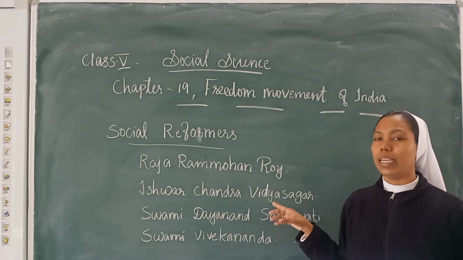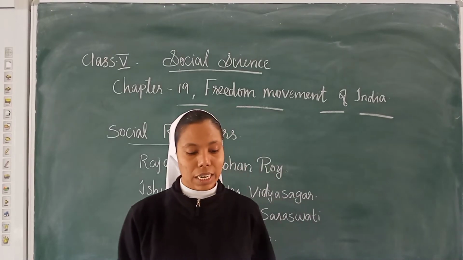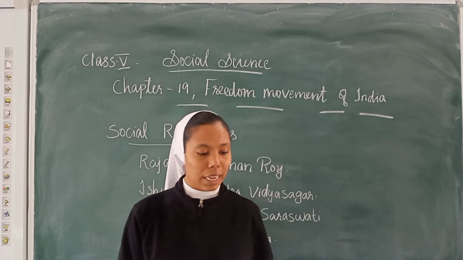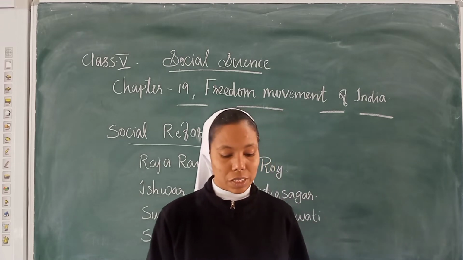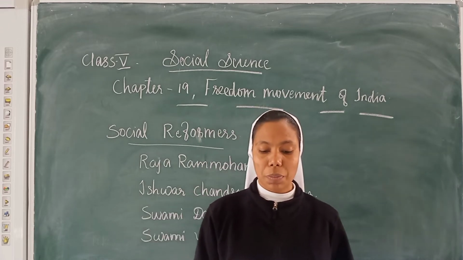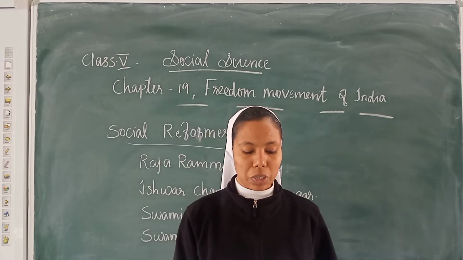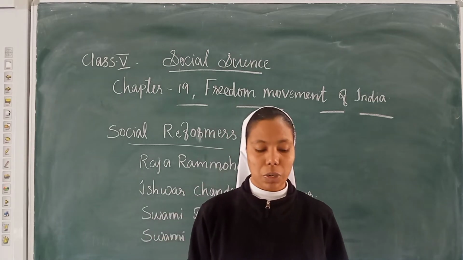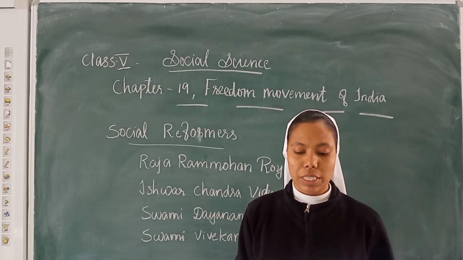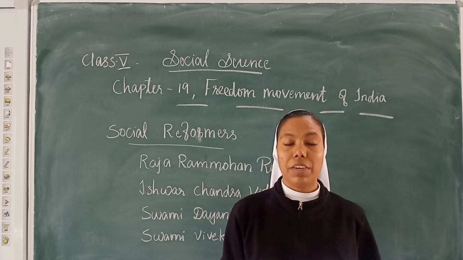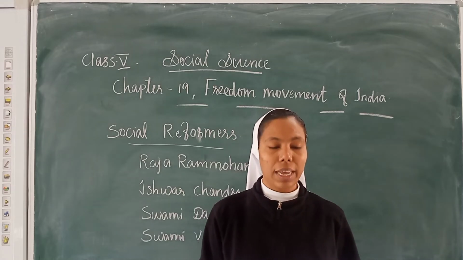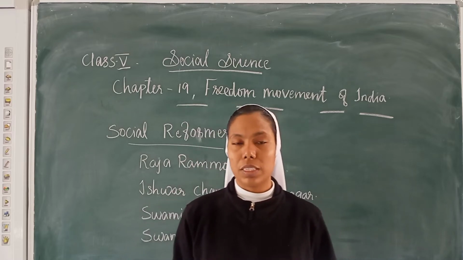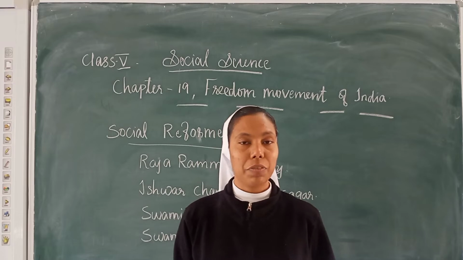Then the next is Dayananda Saraswati, who founded the Arya Samaj in 1875, and he fought against child marriage. Ishwar Chandra Vidyasagar got widow remarriage legalized, and he gave importance to the education of girls and founded a number of schools, many of which were for girls.